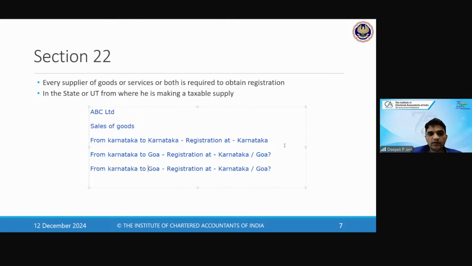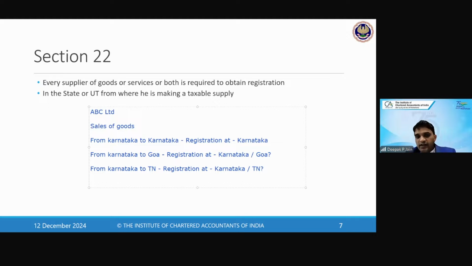So if this person supplies from Karnataka to, say, Tamil Nadu, then he has to take registration at Karnataka or Tamil Nadu. It's a destination based tax, sir. So you have to give the tax at the destination state. That is one interpretation. But most of them are saying that only registration in Karnataka.